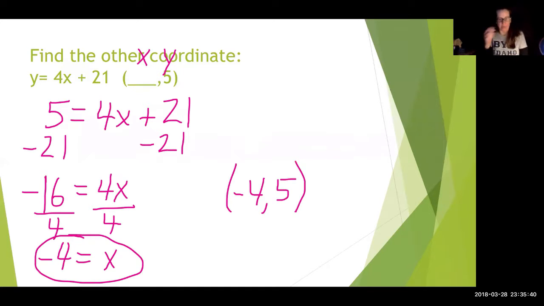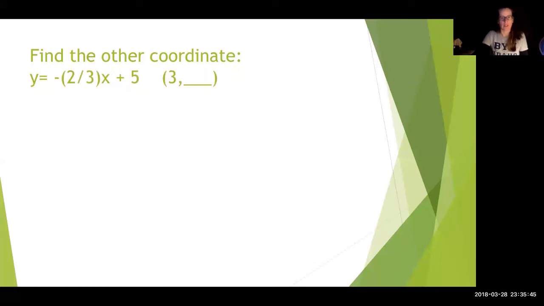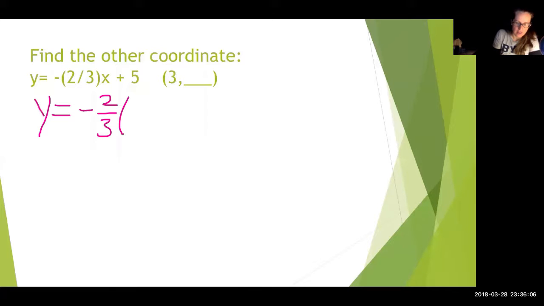All right. That one's pretty easy. Let's do the next one. So find the other coordinate again. Same thing. We have the x. We don't have the y on this one. And we have a fraction. Don't panic. Fractions are our friends. We don't know what y is, so we're going to leave that. But we do know what x is. So we're going to put a 3 in place of the x right there.